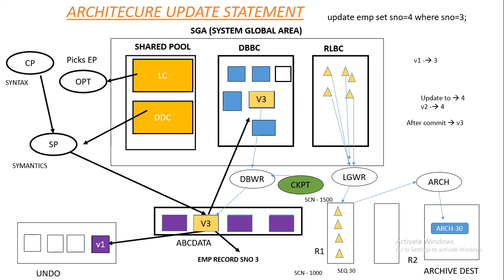Which value will be updated in the control file? 1500, in our case. In a real-time case, that value may be different. Which value will be updated in each data file header? 1500. So from which value to which value will the data buffers be written into the data file? From SCN 1000 to SCN 1500 will be written into the data file through the DB writer background process.